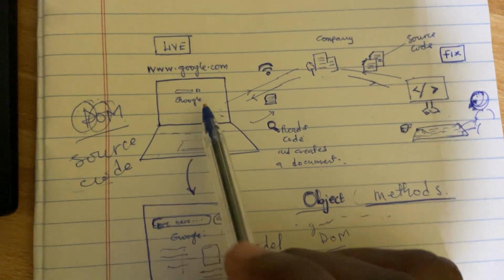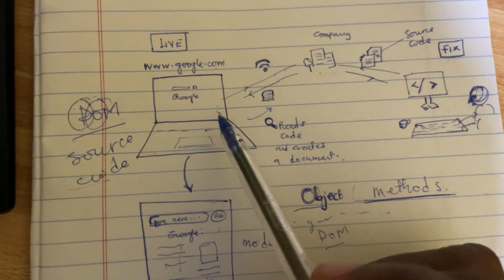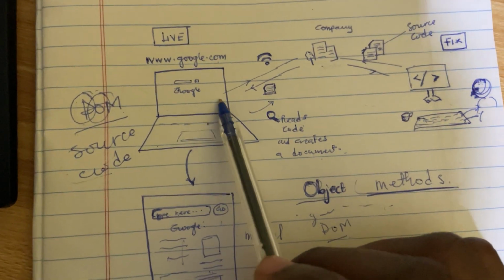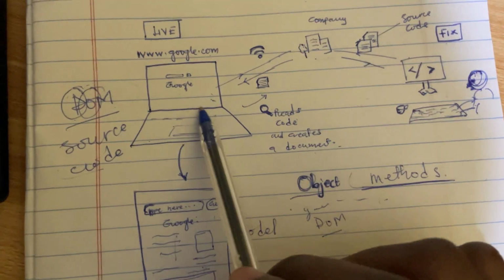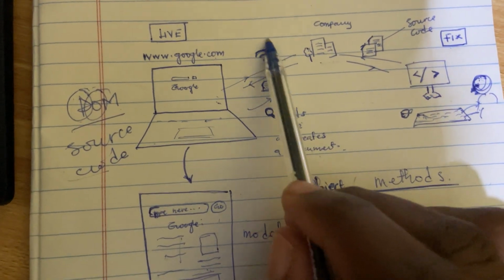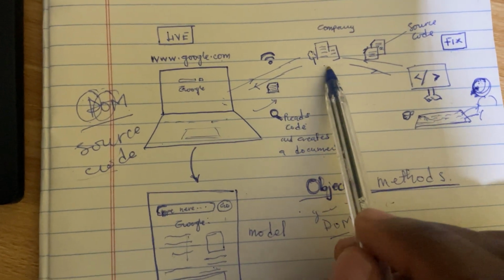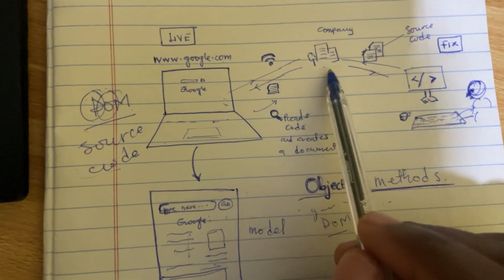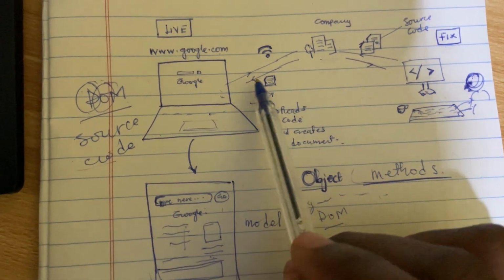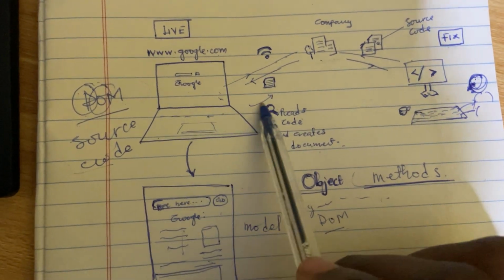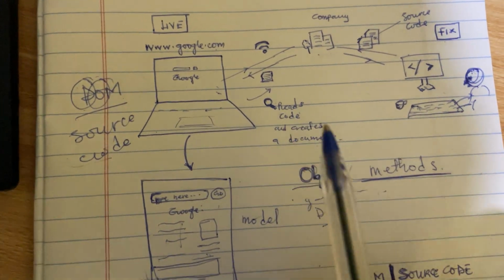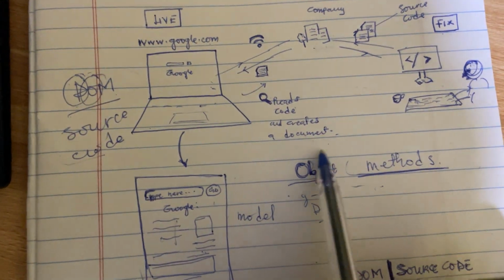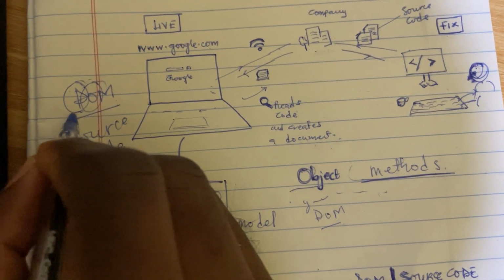So, assuming we want to access another web page, let's say www.google.com. We make that request on our laptop, and that request goes through our internet service provider to the company web service where the source code and files are stored. The company web service sends us the source code back, and our browser reads that file. And once the browser reads that file, the browser creates what? A document. Now we've covered the D for the DOM.